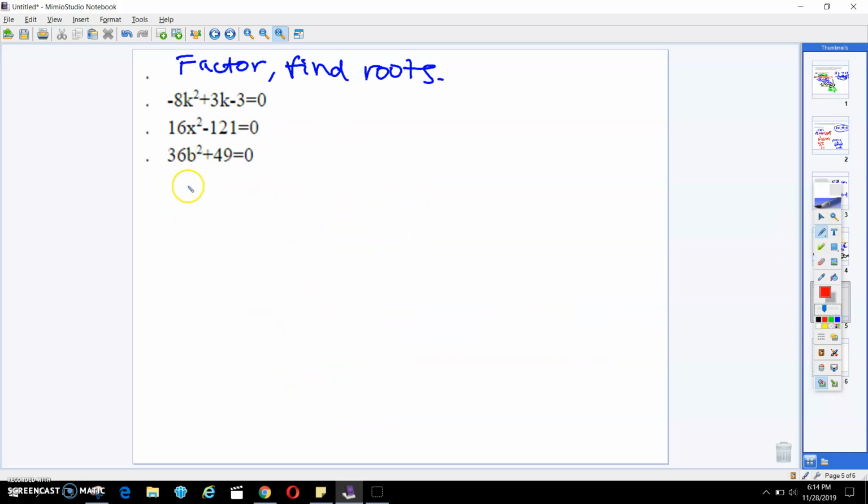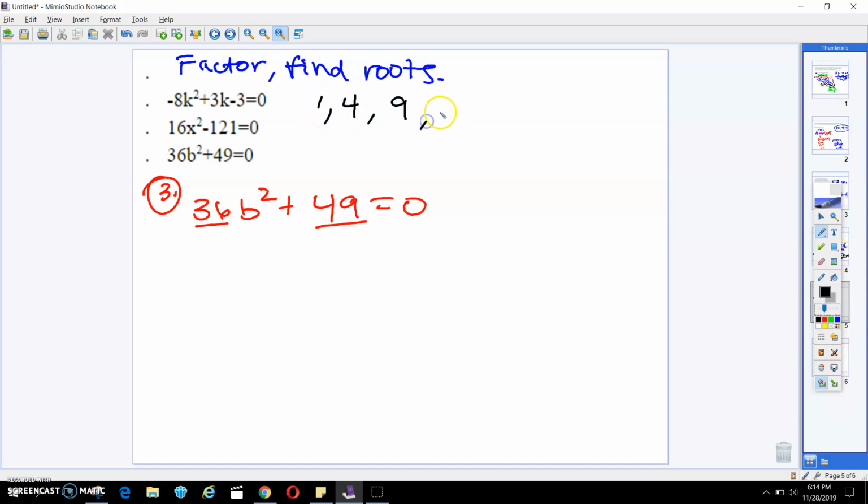You're going to notice the same process in this last one. You see how it says 36b squared plus 49 equals 0. Again, these are perfect squares. How do I know that they're perfect squares? You remember that whole list that your teacher used to make you memorize for like no reason, where it was like 1, 4, 9, 16, 25? This is really like 1 squared, 2 squared, 3 squared, 4 squared. That's what I mean by perfect squares.